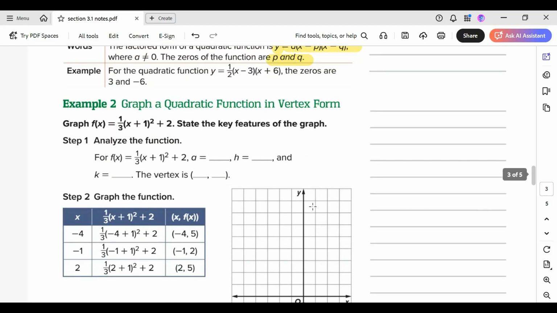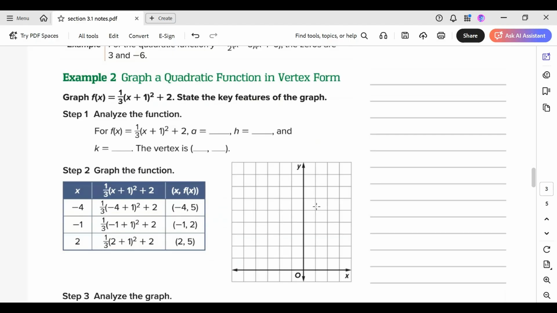In example 2, it says graph f of x equal to 1/3 parentheses x plus 1 squared plus 2. They want us to state some key features of the graph. So first thing, the 1/3 is in the place of where the a value would be. Our h, to find h, it's the same thing as saying x plus 1 equal to 0, so x equal to -1. So the h value is -1, and our k is the same thing as our y-value. So in this one it is going to be 2, so the vertex is (-1, 2).